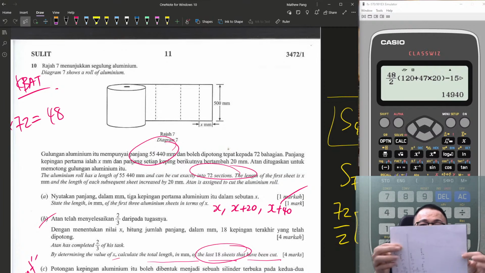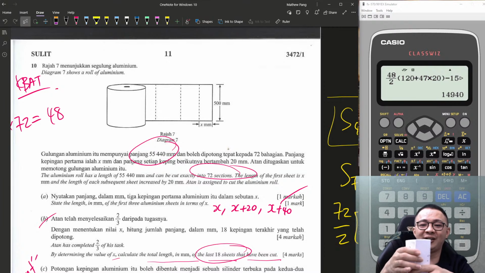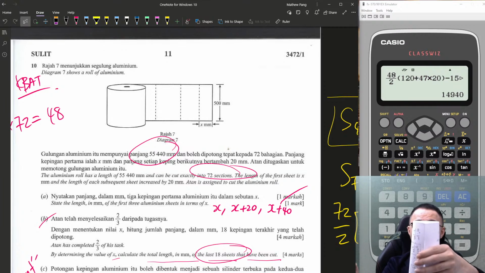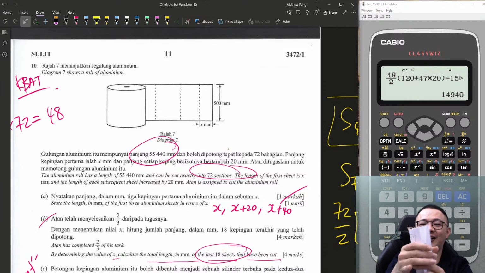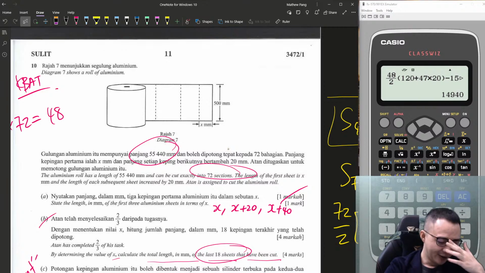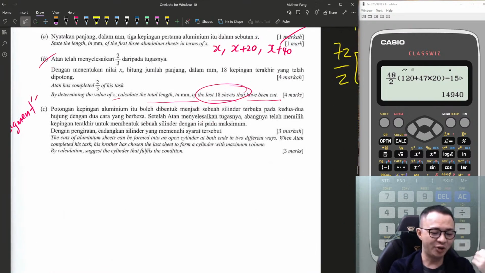First, the cylinder like this, I rotate. I get the shorter but fatter cylinder. Yeah, you can see it looks like this. Or I can rotate like this. I also get another cylinder. Okay, so I hope you understand what this assignment is trying to ask us to do. So then we can come into this question. So the sheets can be formed into the open cylinder at both ends in two different ways.